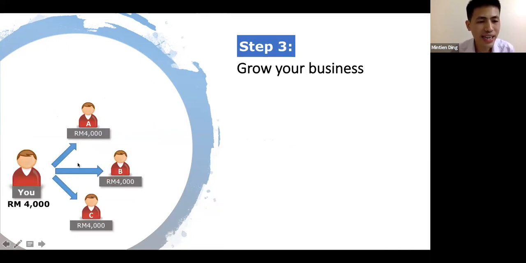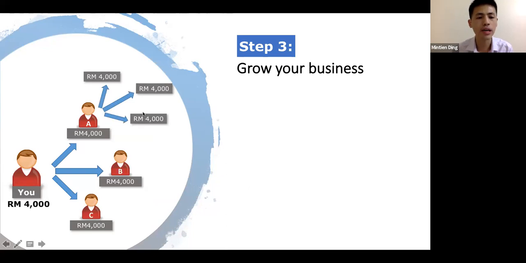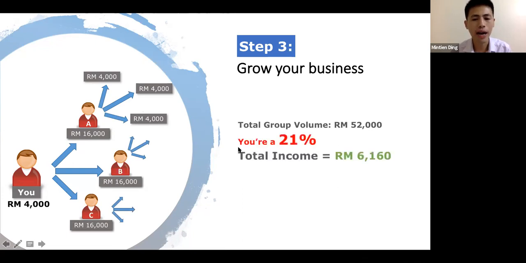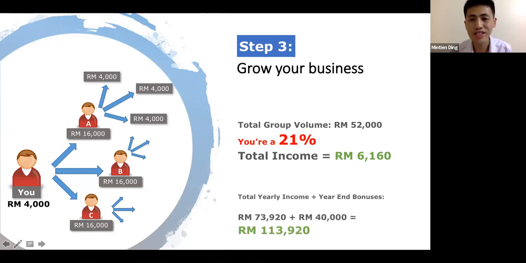So if I can help 3 people and I start to make 2,000, I can also help A to grow his business, to introduce another 3 people. Likewise, B and C can do the same. So my total volume becomes 52,000, and my income now is 6,160. If I can do this for 1 year, my total income for a year is 113,000. I am just doing this part-time.